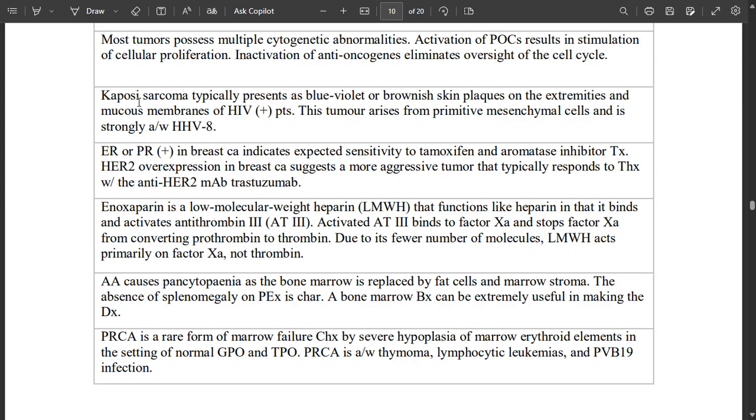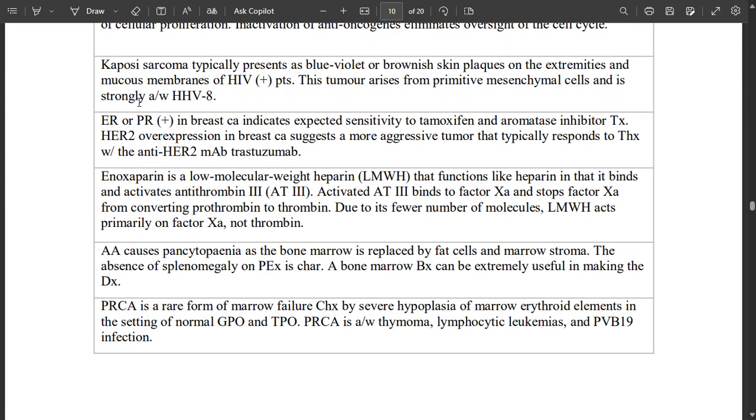Kaposi sarcoma typically presents as blue-violet or brownish skin plaques on the extremities and mucous membrane of HIV-positive patients. So if there is Kaposi sarcoma, there are blue-violet or brownish skin plaques on the extremities and mucous membrane. So in the mouth as well as in the fingers, in HIV-positive patients, if there are bluish or brownish skin plaques, it means Kaposi sarcoma is occurring.